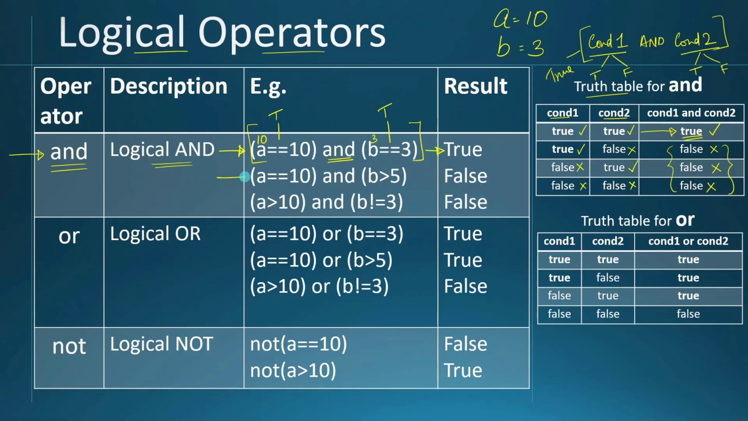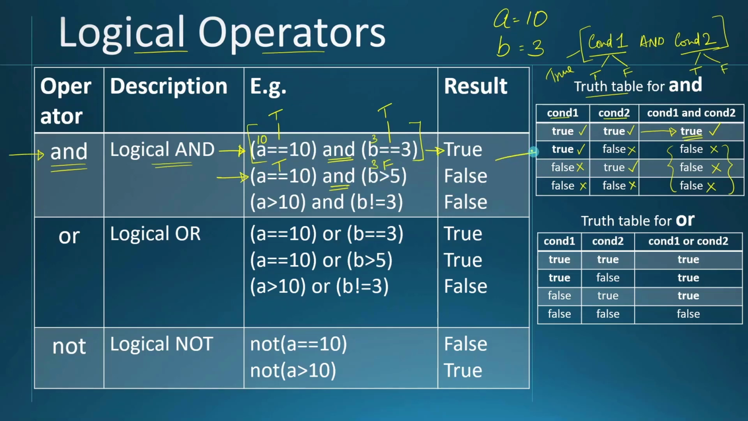So now let us go to the next example. A equal to 10. This will produce true because we know that the value of A is actually 10. The second condition, let us check here. B is greater than 5. So value of B is 3. 3 greater than 5 is false. So now your logical AND operator is saying that condition 1 is true, but condition 2 is false.